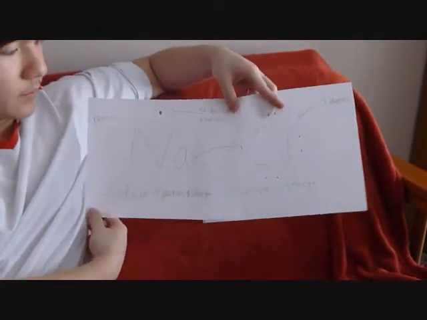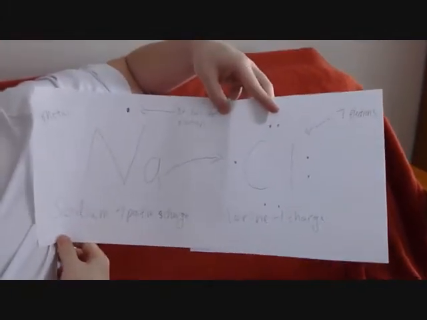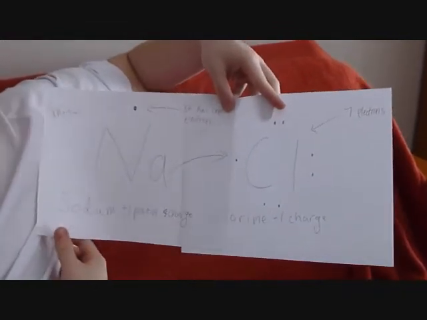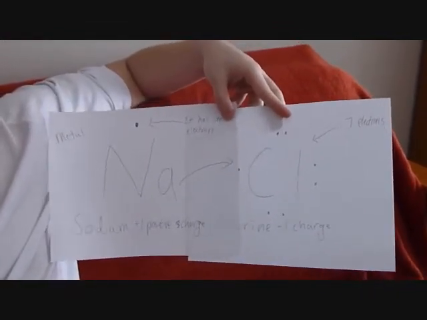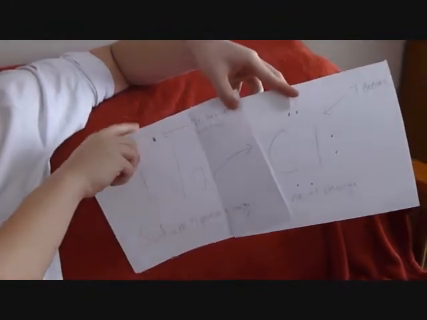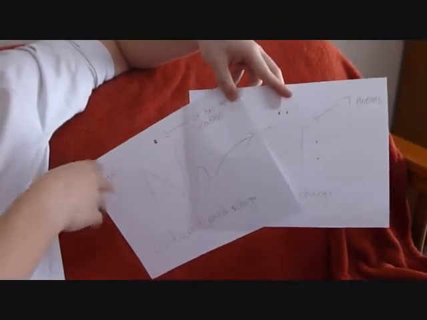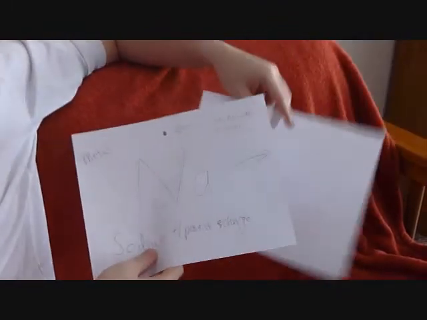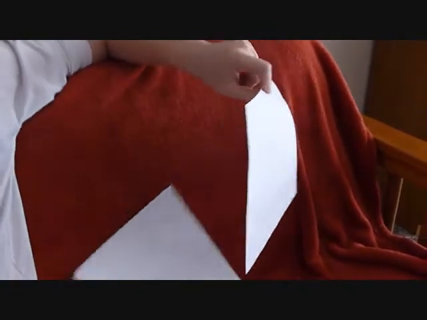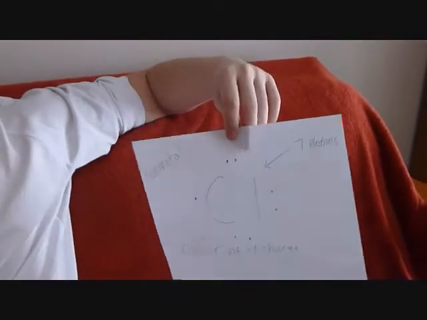Every atom wants to have the structure of a noble gas, which means you're going to lose electrons so that they don't have any electrons left, or they're going to gain electrons so they will have 8 electrons.